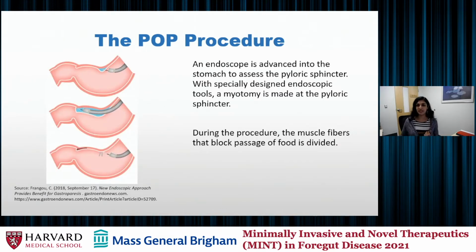So what is the POP procedure? I'd like to go a little bit more in depth with this because as APPs, we do see patients who go through POP and POEM. So the endoscope is advanced into the stomach to assess the pyloric sphincter. It's used with a specially designed endoscope with tools right through it. And it tunnels through and the myotomy is made at the pyloric sphincter. During this procedure, the muscle fibers are divided, and that's in the area where food is difficult to get through, as you can see in the image on the left side here.